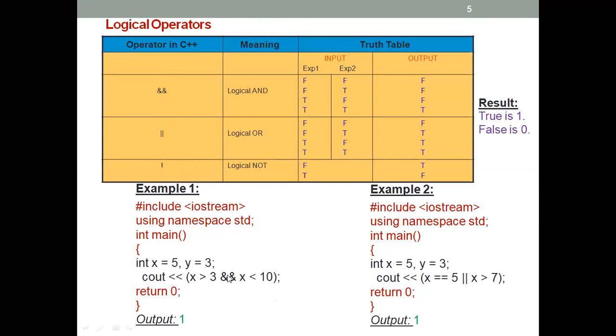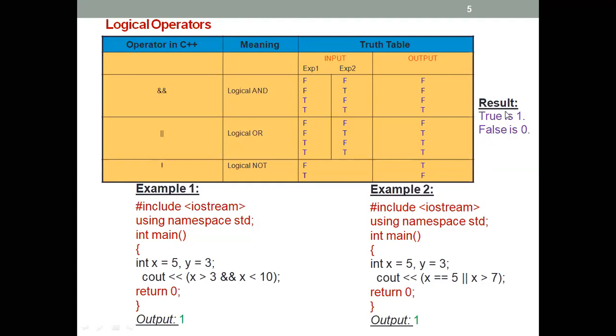When you write it in the program, you have to write two conditions here. Logical and means that you have to check two conditions, and both sides must be true. For example, we declare the same thing, int x = 5, y = 3. So with cout, we are going to check whether x is greater than 3. x is greater than 3 is a true condition because the value of x is 5. Then we have to check another one: x is less than 10. Again, this is also a true condition. So this side is correct and this side is also correct, so the output will be 1.